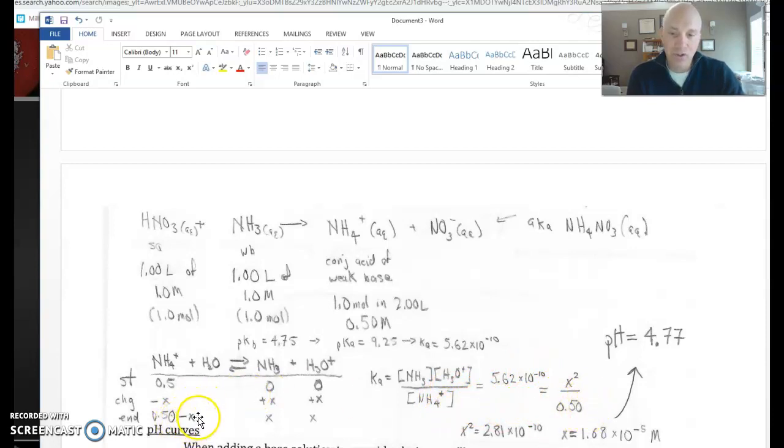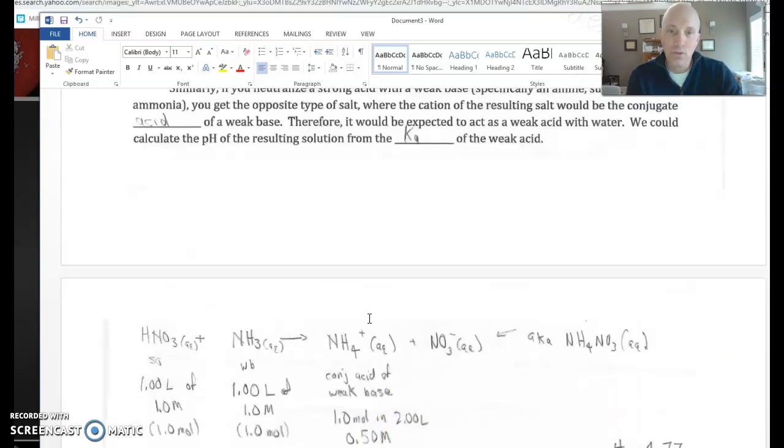Again, I've done a little bit of a shortcut right here where, since this is a weak acid, we could assume that this is essentially the same as 0.5. And we could calculate what our X is. So remember what our X would be. X represents the concentration of hydronium ion, and that is what actually goes into the pH equation. So once we know this, we could calculate the pH from that, which would be this right here.